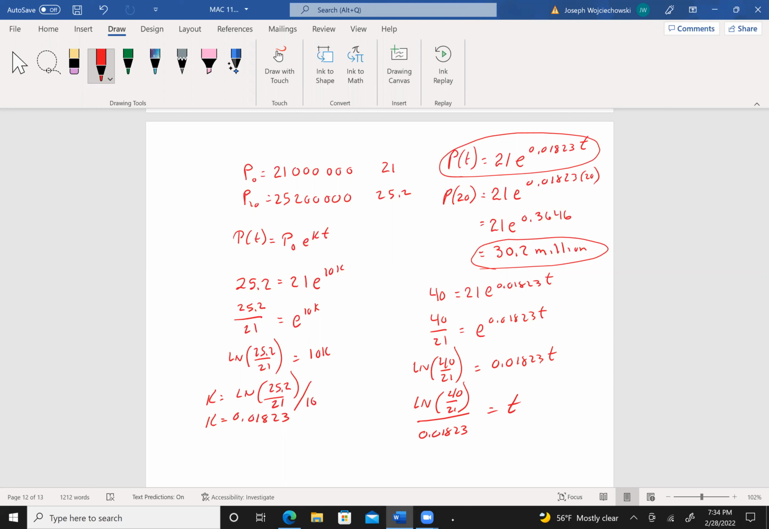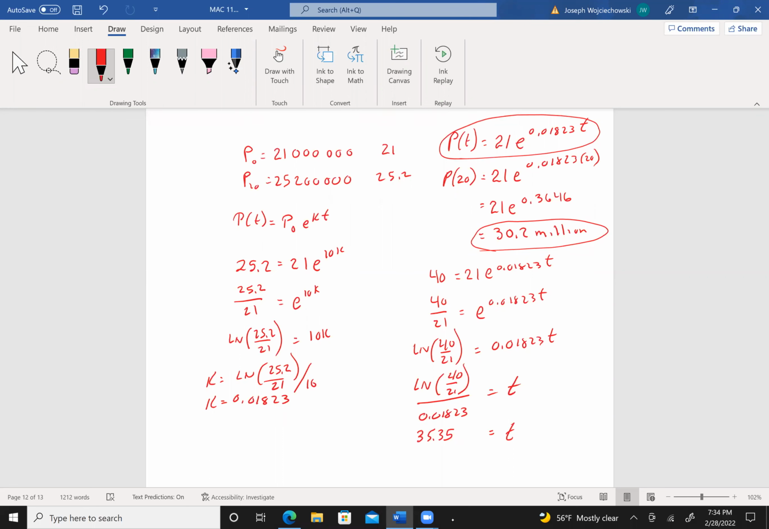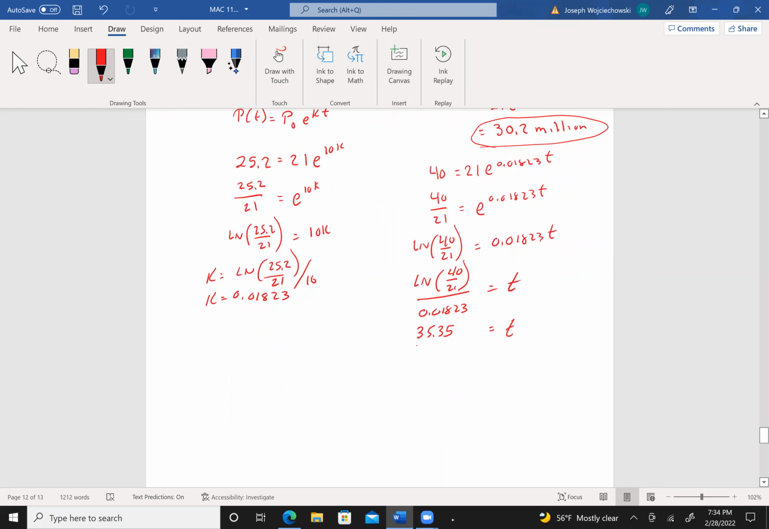So using our calculator, natural log of 40 divided by 21, close parentheses, divided by 0.01823. And we get t of 35.35 rounded to 2 decimal places. Now this is how many years, so sometime in the year 2035 would be our answer.